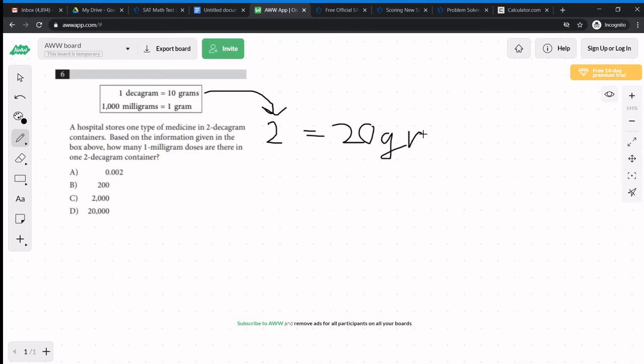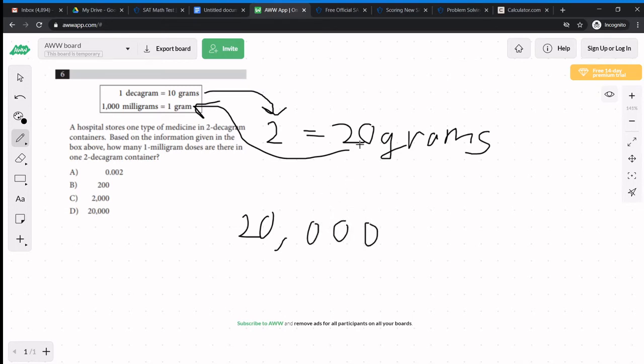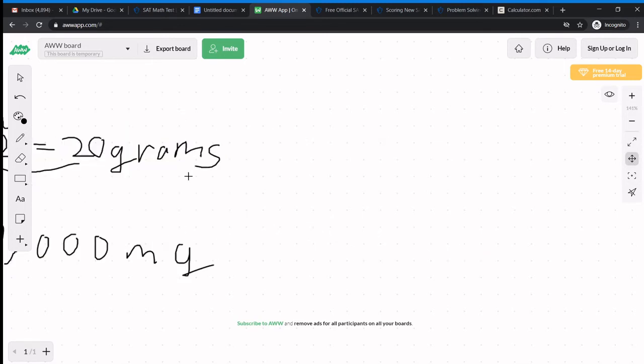Now you take those grams, plug them into the next unit, and you get 20 grams equals 20,000 milligrams. Pretty simple. You multiply this 20 grams by the 1,000 milligrams, and that's your answer D. More simple problem.